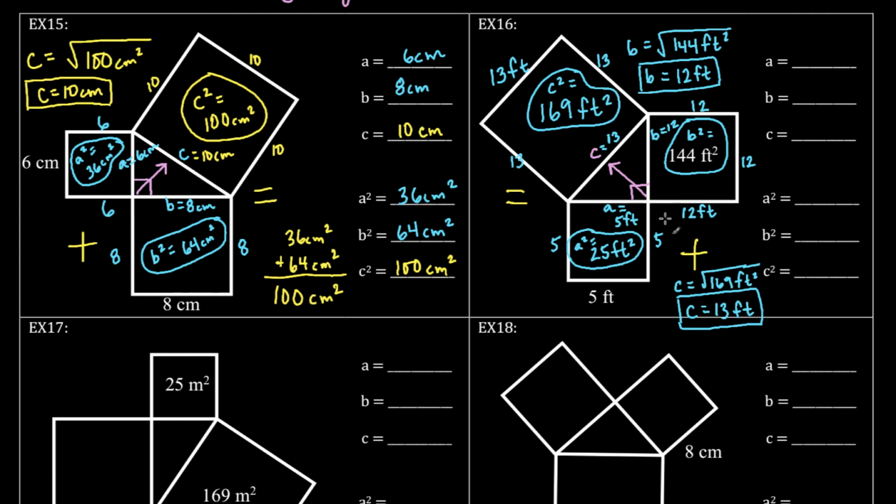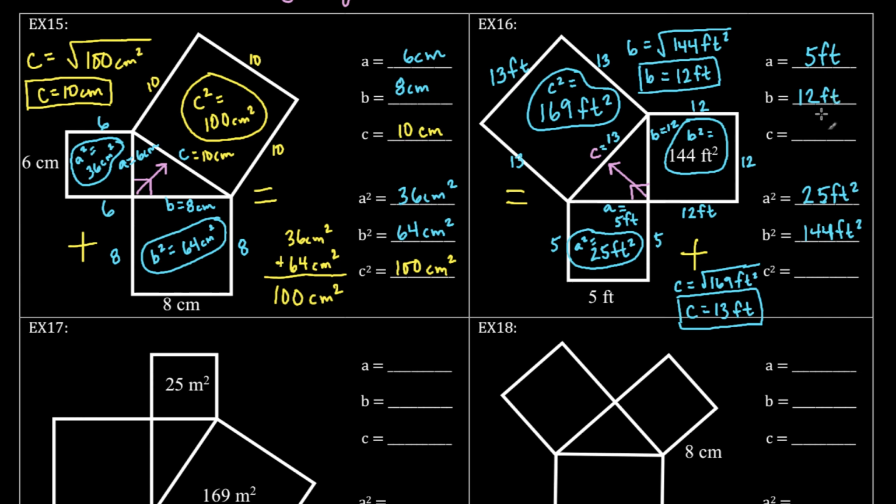So A, I made this one A. A was 5 feet. So A squared was 25 feet squared. B was, well, actually we were given B squared, which is 144 feet squared. And we took the square root of 144 feet squared, and we got 12 feet.